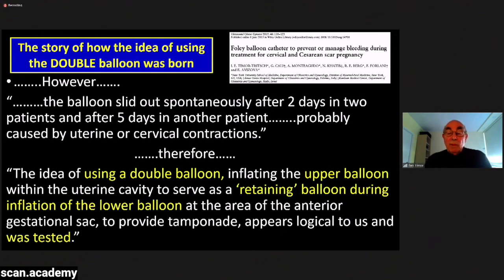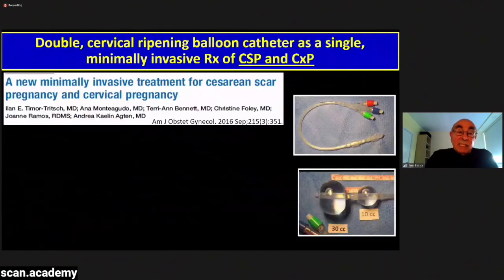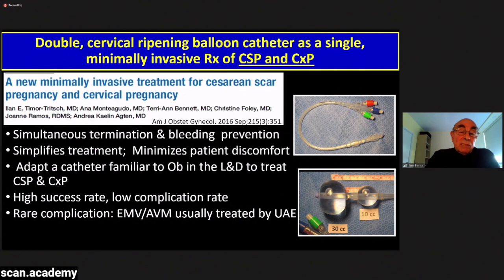The idea of using the double balloon, inflating the upper balloon within the cavity to serve as a retaining, or as I say, an anchor balloon during inflation, appeared logical to us and was tested. So here is the article, and again, it's simultaneous termination and bleeding prevention, simplifies treatment, minimizes patient discomfort, and we adapt the catheter familiar to the OB in labor and delivery to treat cervical pregnancy and scar pregnancy. But this is where I made a misassumption. I realized that not too many places, even the places that deliver patients, use the cervical ripening balloon.